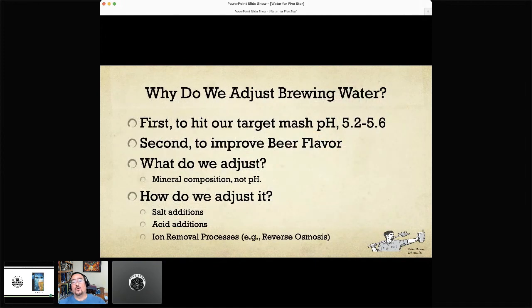Folks, okay, why do we adjust brewing water? The number one reason is to hit our target mash pH, which is in the range of 5.2 to 5.6. Second, to improve beer flavor. What do we adjust? We adjust the mineral composition of the water, not the pH. How do we adjust it? We do that with salt additions, acid additions, and ion removal processes such as reverse osmosis.